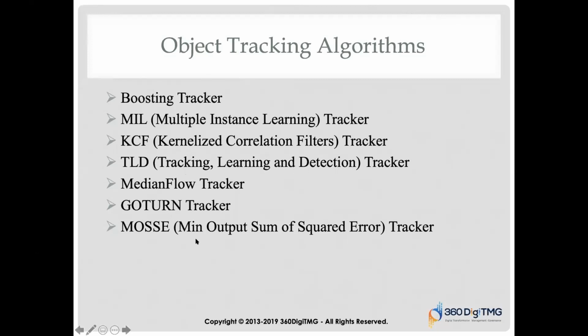Then you have the MOSSE tracker, which is minimum output sum of squared error. There are a bunch of these which are available, right? Are we going to discuss any of these or no?